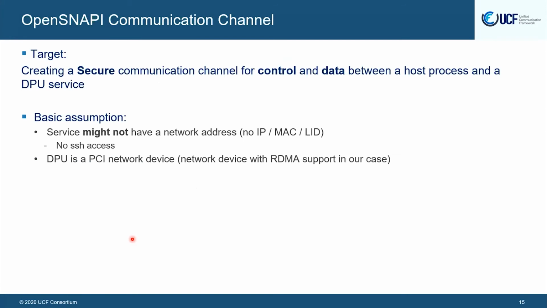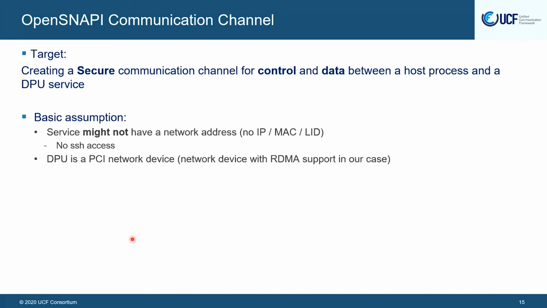So for the communication channel, we want to create a secure communication channel for control and data. It might be the same communication channel, but in some cases, since for control you don't care too much about performance, it can be one channel, and for data, you might want a different channel, maybe with less capabilities, or less flexibility, but much higher performance. So there are multiple options here. And there are basic assumptions that are very important for us.